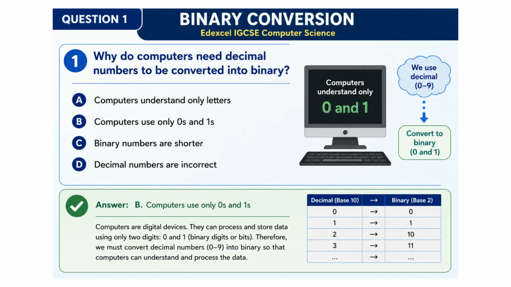So what is the correct answer? Option B. Computers use only zeros and ones. This is because computers are digital devices. They store and process information using only 2 states, represented by 0 and 1. That is why decimal numbers are converted into binary so computers can understand and work with the data.